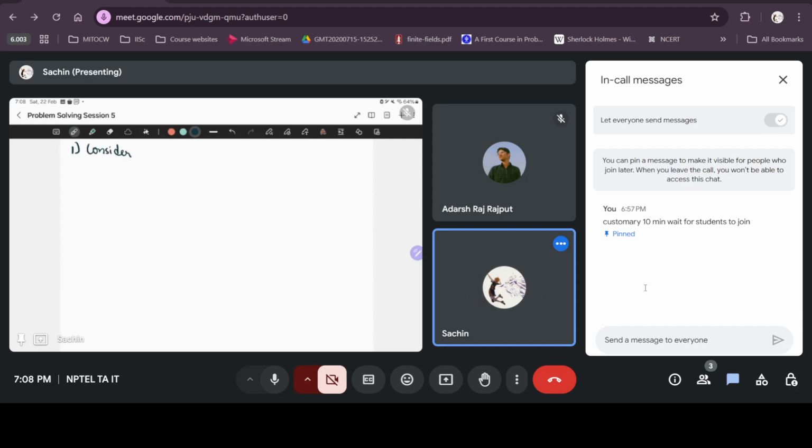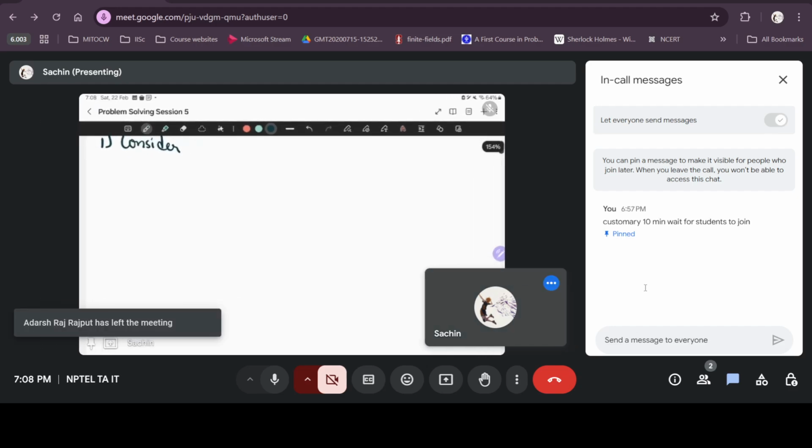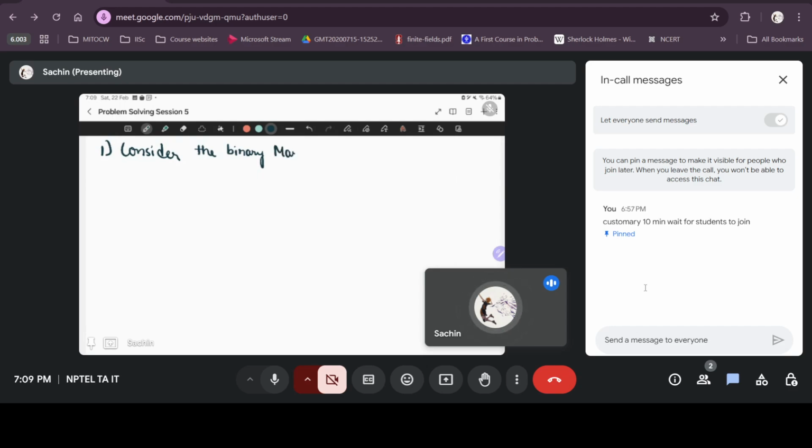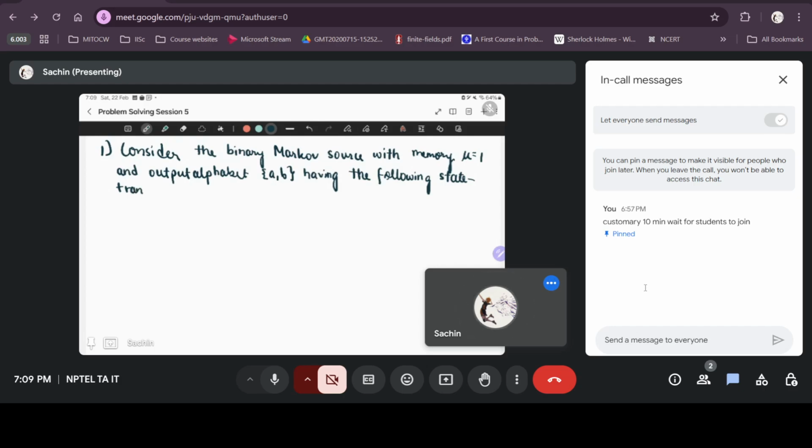The first question is: consider the binary Markov source with memory mu equals 1 and output alphabet A, B, having the following state transition diagram.